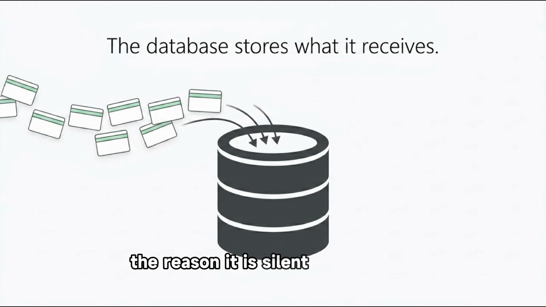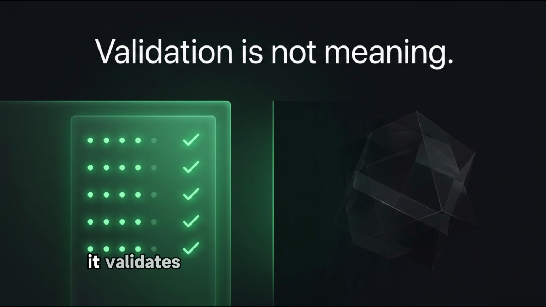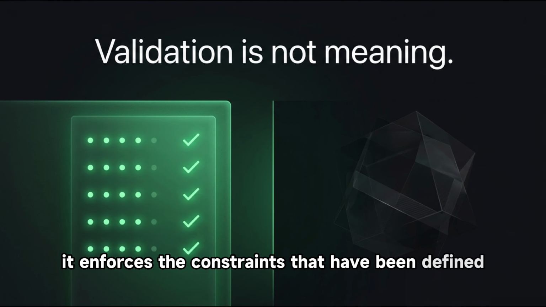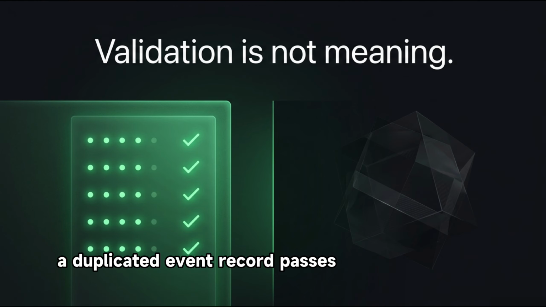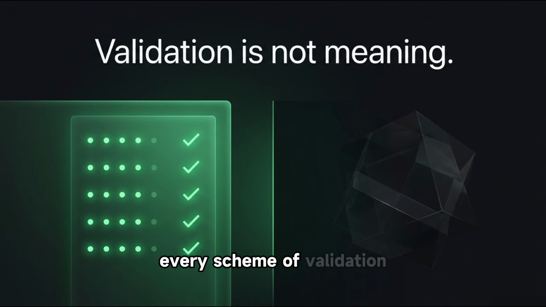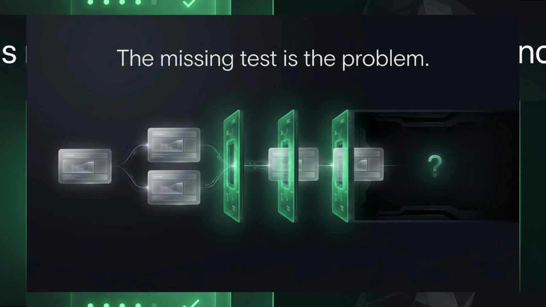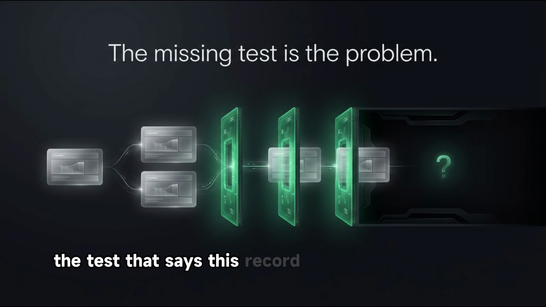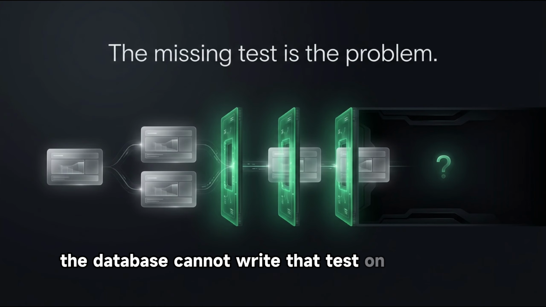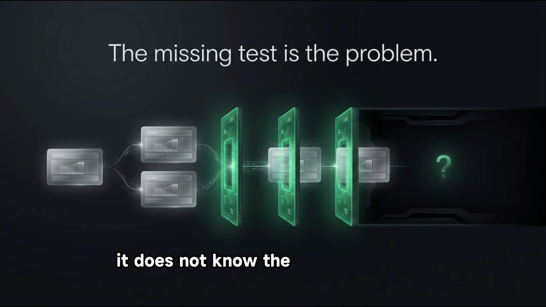The reason it is silent is structural. A database stores what it receives. It validates what it has been told to validate. It enforces the constraints that have been defined for it. It has no knowledge of what the data is supposed to mean. A duplicated event record passes every type check, every schema validation, every constraint. It fails only the test that was never written. The test that says this record should not exist twice. The database cannot write that test on your behalf. It does not know the record is wrong.